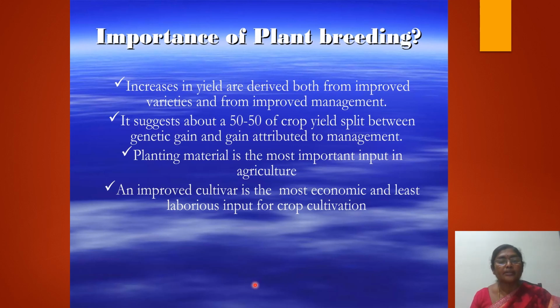Importance of plant breeding. Increases in yield are derived both from improved varieties and from improved management. It suggests about a 50-50 split of crop yield between genetic gain and gain attributed to management. Planting material is the most important input in agriculture. An improved cultivar is the most economic and least laborious input for crop cultivation.